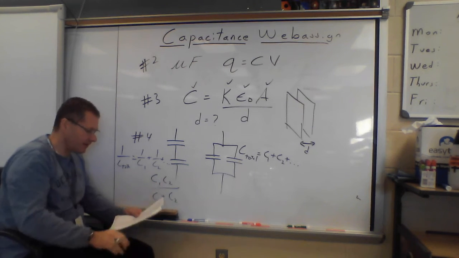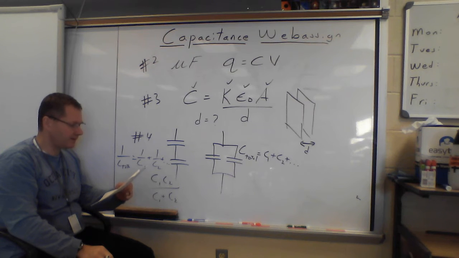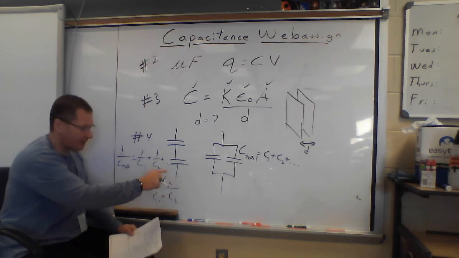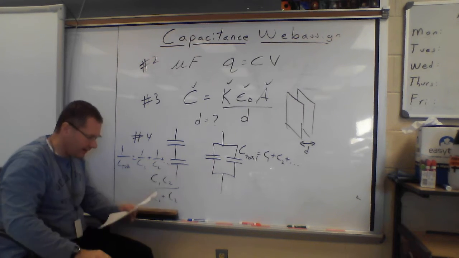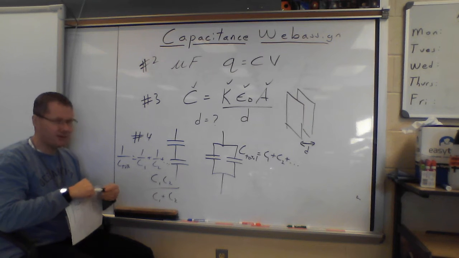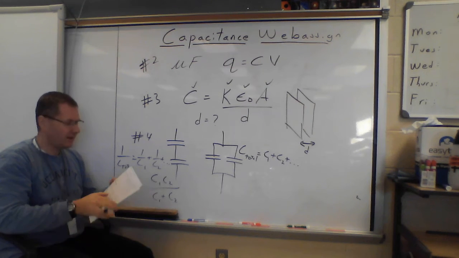So that is what we're going to do for the C1 and C2. However, once we get that combination, it will then be in parallel with the other one, C3, and you can just add them together. So that's how you do number 4.